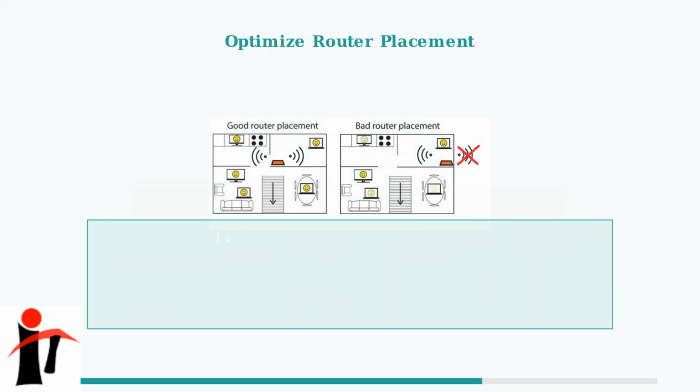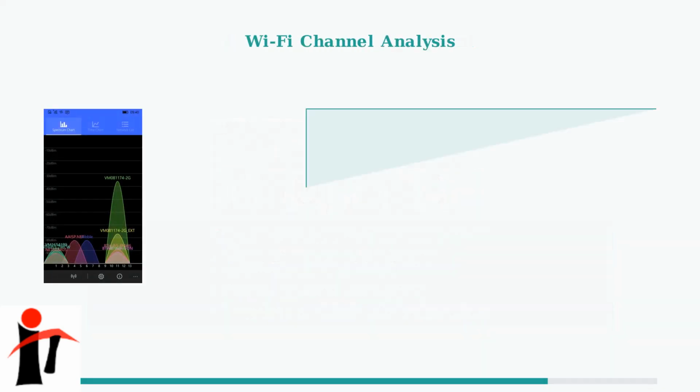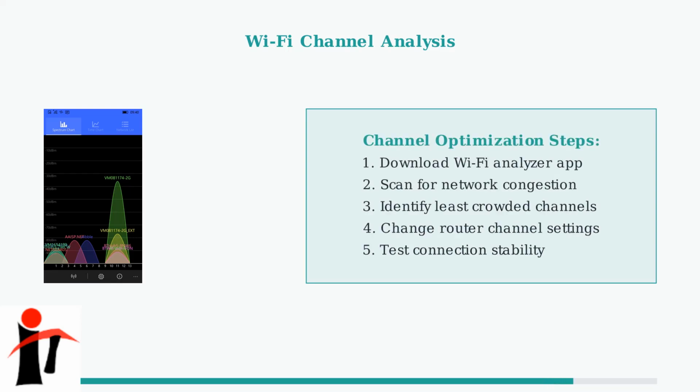Router placement is critical for optimal performance. Keep your router within 10 meters of the EE Box Pro with minimal obstacles between them. Central placement in your home provides the best coverage. Use Wi-Fi analyzer tools to identify and resolve channel conflicts. These tools show you which channels are congested and help you select the optimal channel for your network.